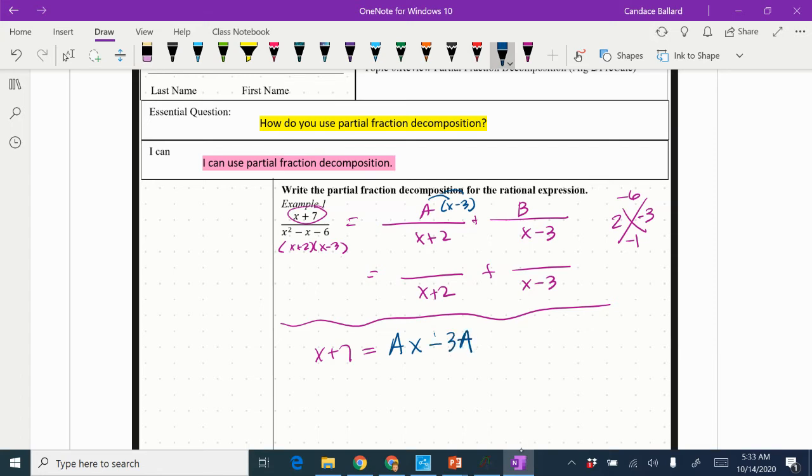And then this one is missing the x plus 2 from the common denominator, so I'm going to multiply by that, and then I'm going to distribute the b in. So I get bx plus 2b.